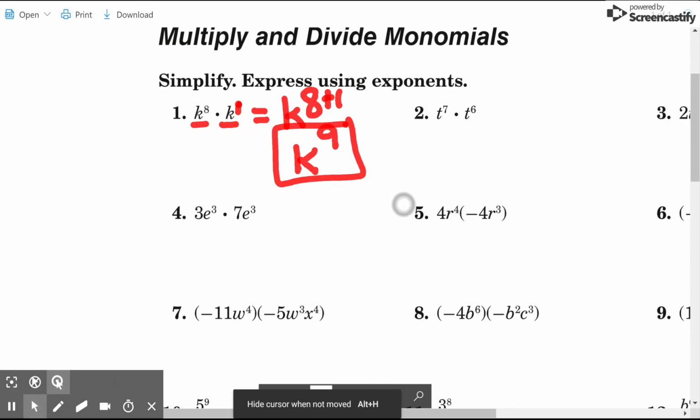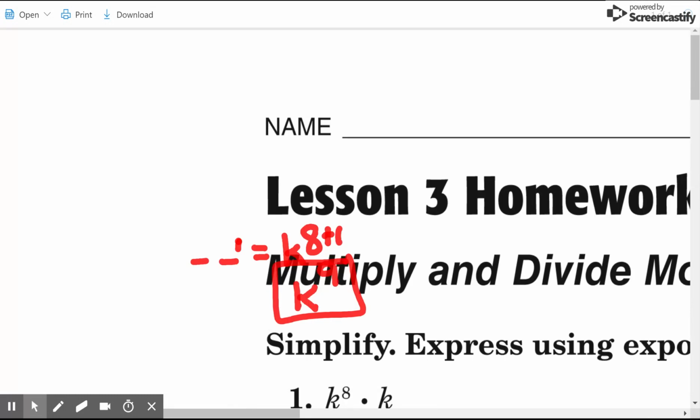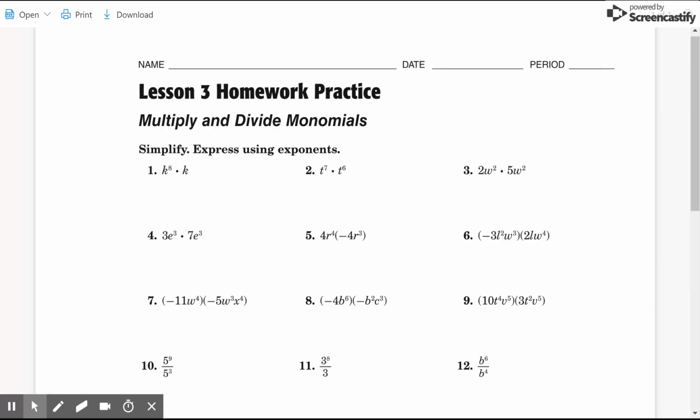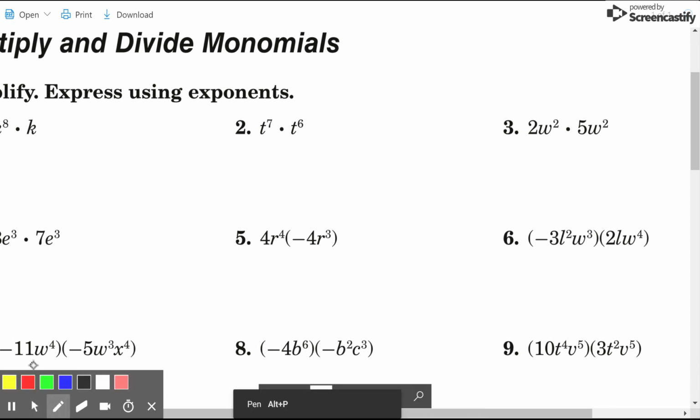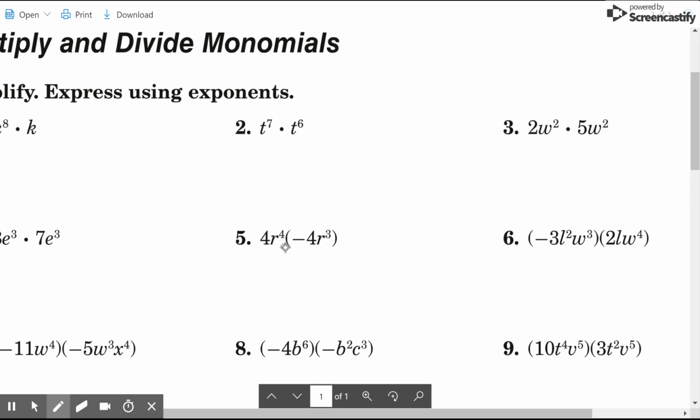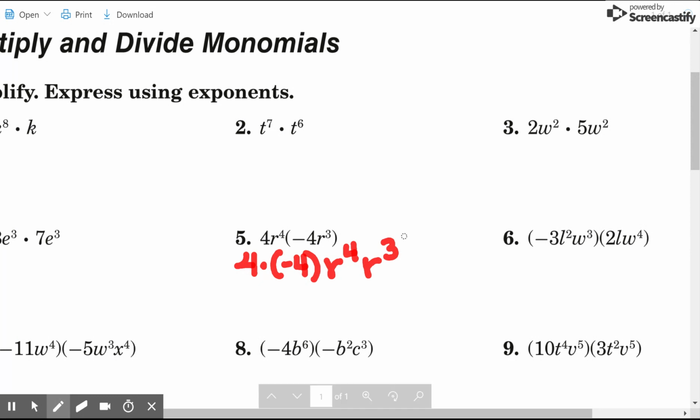Let's look at number 5. All right, number 5 says 4r to the 4th times a negative 4r to the 3rd. So I'm going to rearrange this. I've got 4 times negative 4, r to the 4th times r to the 3rd. So I'm using the commutative property of multiplication there, just so it makes it a little easier for me if I have my like bases beside one another.